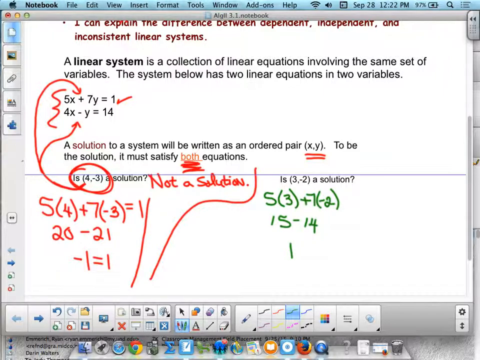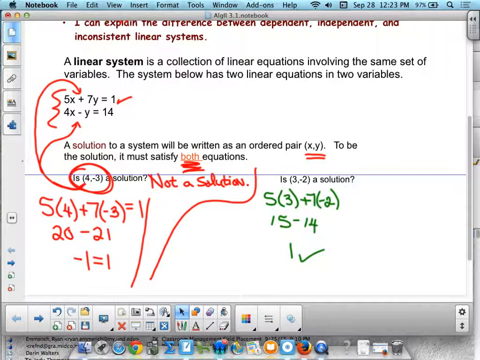Is that what you want? That's what you want, 1. Okay, so is (3, -2) the answer? Not yet, because you've got to put it in the other one.